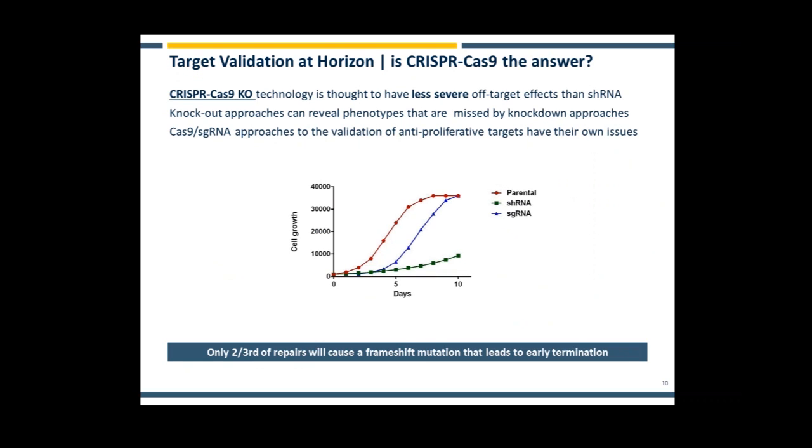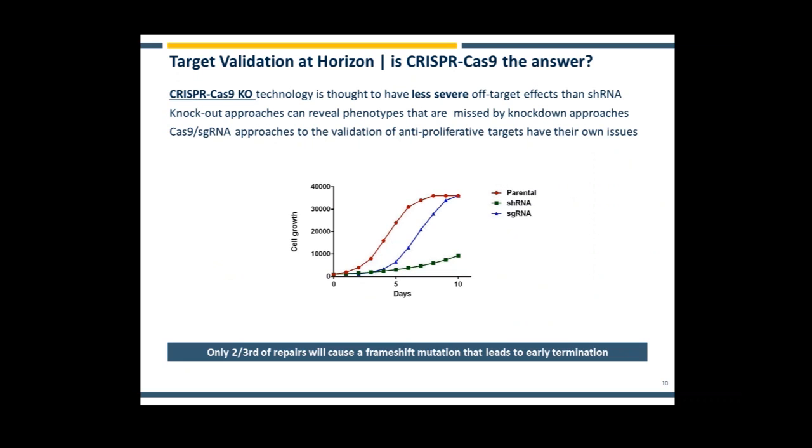So how are we using CRISPR-Cas9 for target validation at Horizon? CRISPR-Cas9 is thought to have less severe off-target effects than shRNA, and complete knockout of the target can overcome some of the threshold effects that we see in shRNA experiments. However, it's not without its own issues.